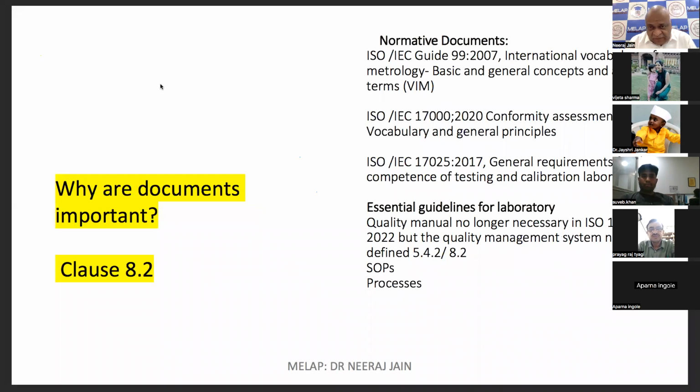Record is evidence of implementation. So these are normative documents: ISO 17025, ISO 9001, ISO Guide 99. This is also known as Vocabulary International Metrology.